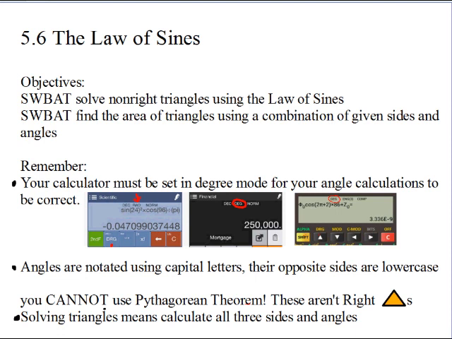to conquer by the end of this lesson. Number one, students will solve non-right triangles using the law of sines. So remember, we do not have right triangles. And students will be able to find the areas of triangles using a combination of given sides and angles.